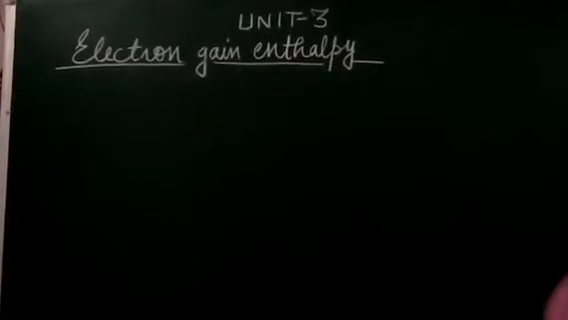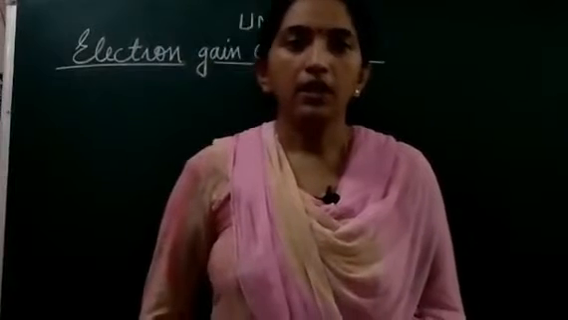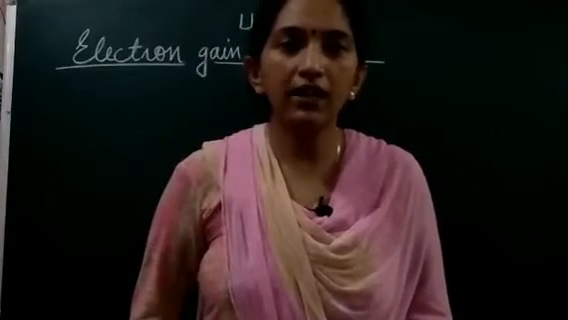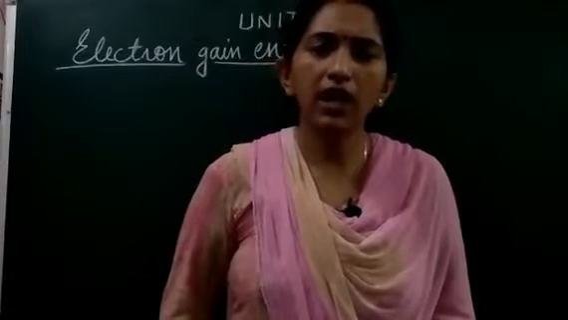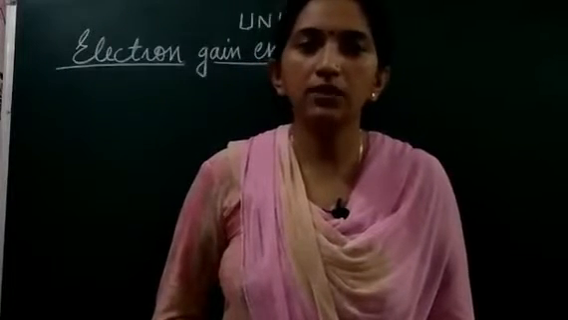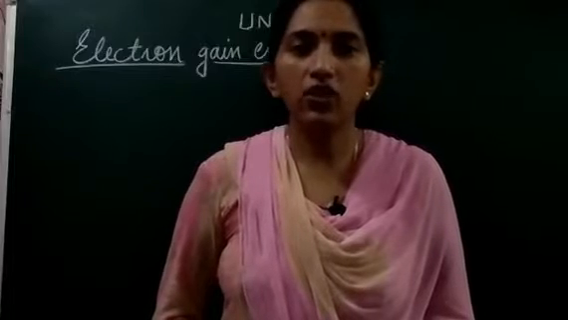Now students, we will start with the next topic, that is the electron gain enthalpy. Just as the ionization enthalpy is the measure of an atom's tendency to form a cation, in a similar way, the measure of an atom's tendency to form an anion is expressed in terms of electron gain enthalpy. Right? So what is an electron gain enthalpy?